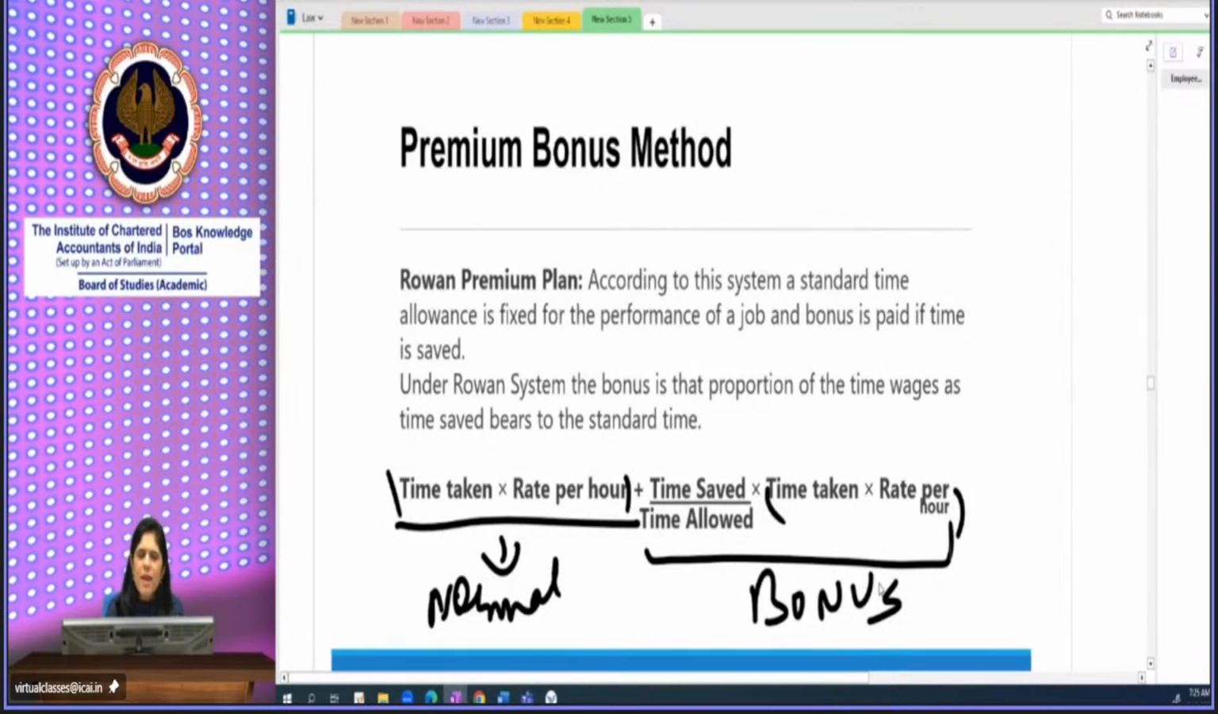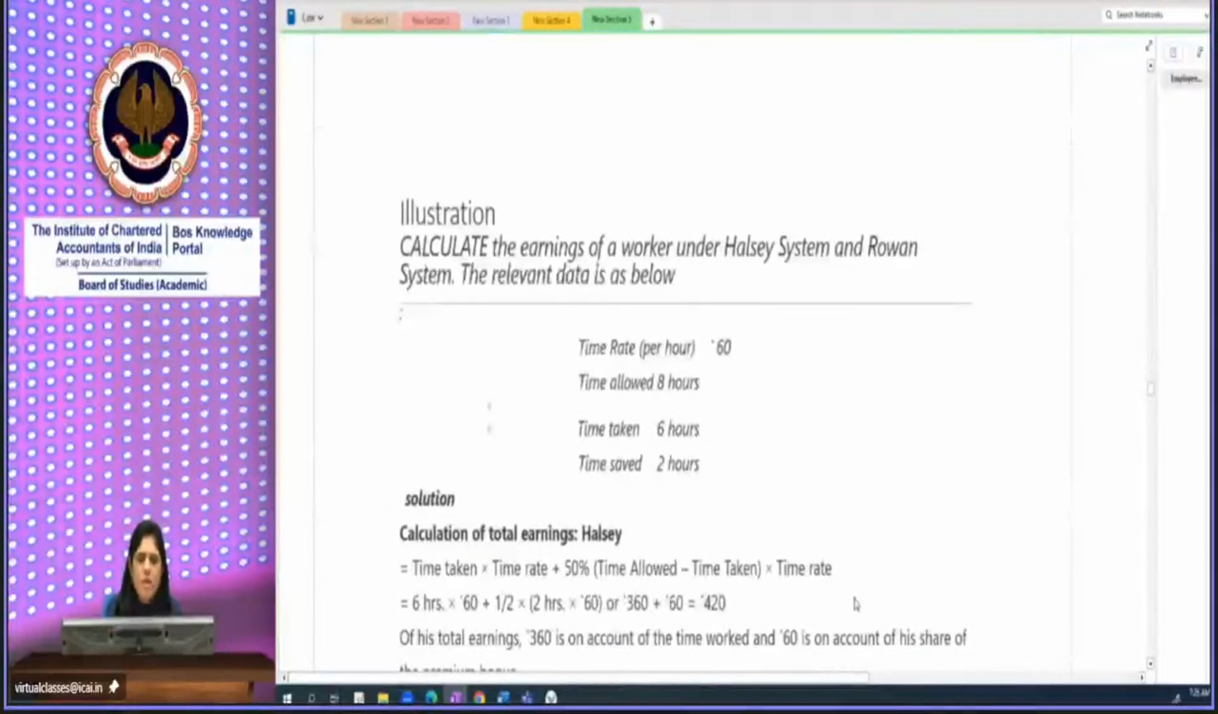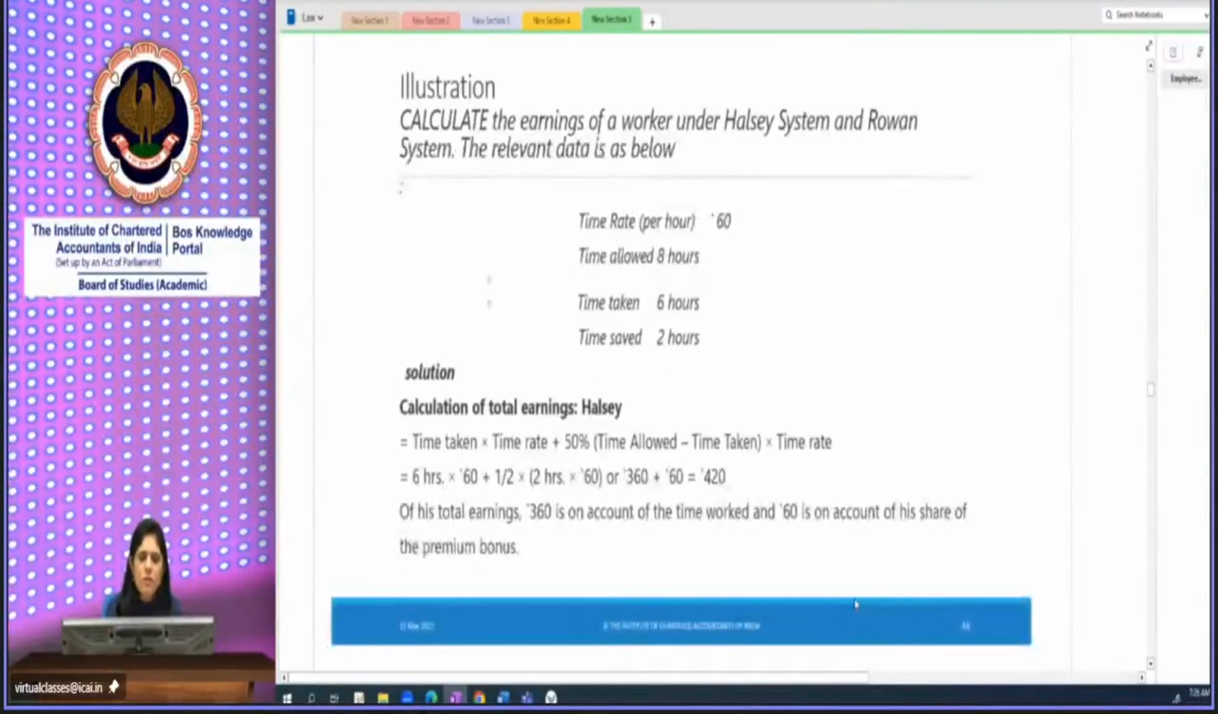A Rowan plan is very good if you are moderately efficient. If you are really efficient and giving high production, saving a lot of time, then the Rowan plan is not very beneficial. But the Rowan plan is very beneficial when you are a moderately efficient person. So these are the two plans. There is one example also. You can quickly calculate the earnings under Halsey and Rowan.